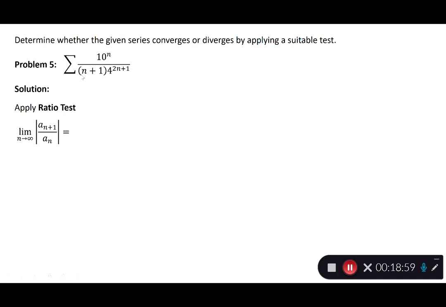Cool. In the bottom, this n should be replaced by n plus 1. So that makes it n plus 1 plus 1, which is n plus 2. So n plus 2 in the bottom. 4 to the 2n plus 1: that n, replace that with an n plus 1. So 2 times n plus 1, plus 1. Right? 4 to the 2 times n plus 1, plus 1, which makes it 4 to the 2n plus 2 plus 1, which is 4 to the 2n plus 3. And 4 to the 2n plus 3 is what I wrote as 4 to the 2n times 4 cubed.